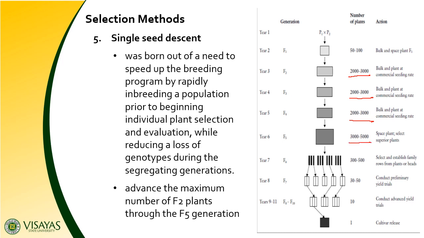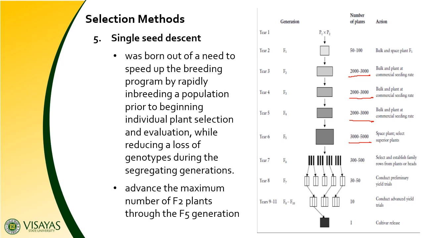Okay. Then after that, where every plant is represented by a single seed, in the 7th or 8th year, nakamag selection. So you have that. So select and establish the family rows from plants or heads. So you have here from 5,000 nahimo ng 500.